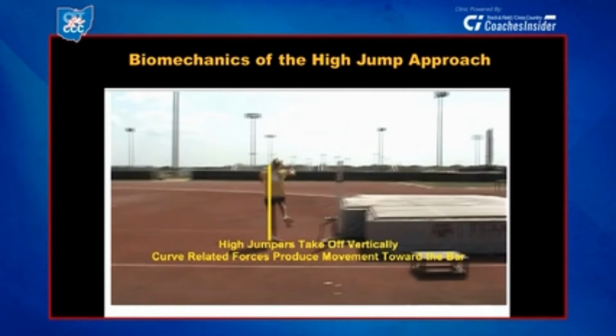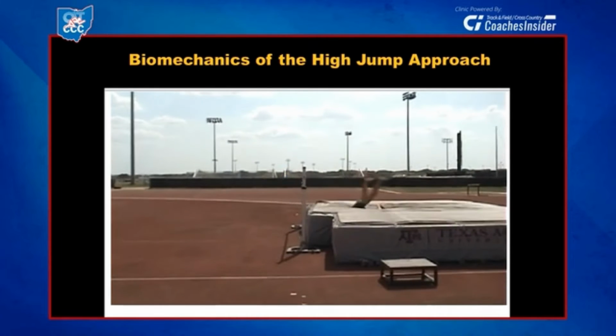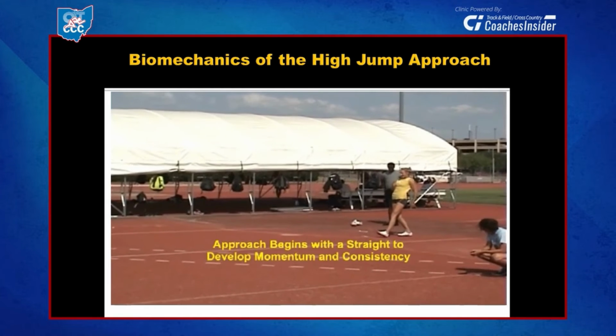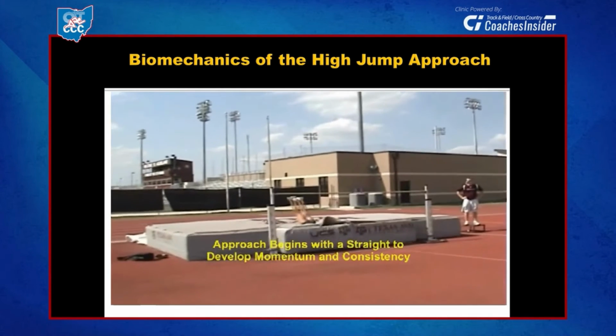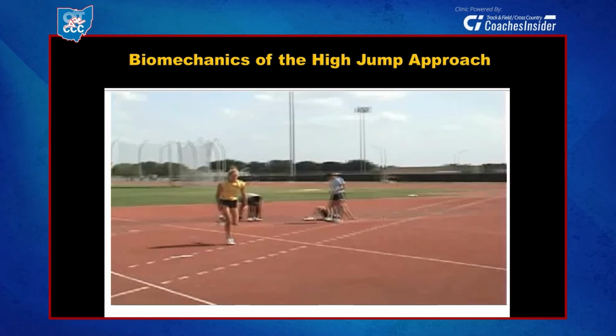Now, these curve-related forces create a very efficient biomechanical arrangement, but the curve does have some problems. It's very difficult to develop momentum on a curve, and it's also very difficult to develop stride consistency on a curve. So when we run high jump approaches, we use a straightaway to begin with, and we use a curve at the end. The straightaway enables us to develop momentum and some stride consistency, and the curve presents all of the benefits that we just discussed. So this is the rationale behind the J approach, or the fishhook shaped approach in the high jump.